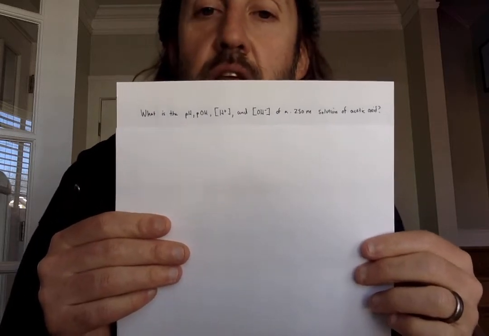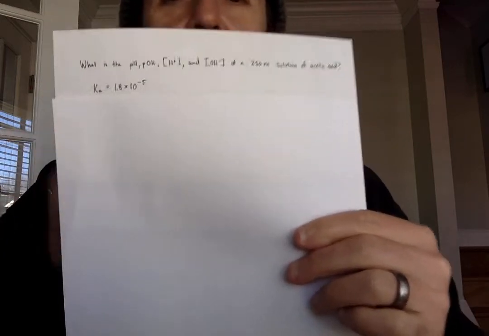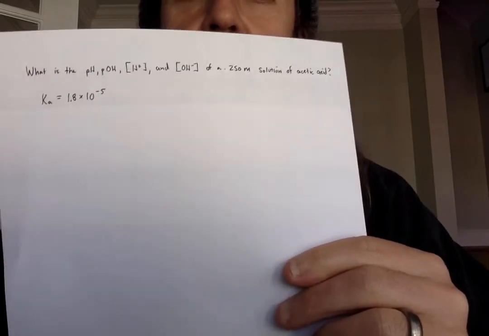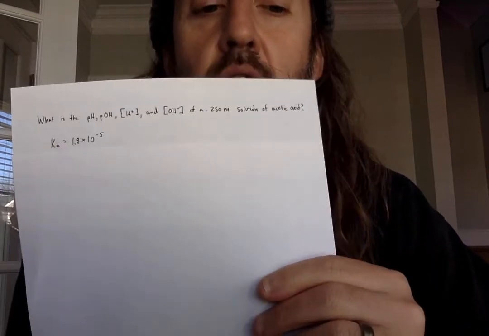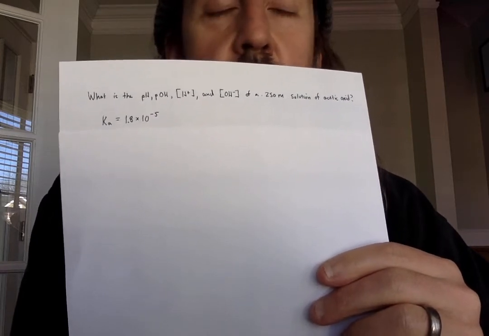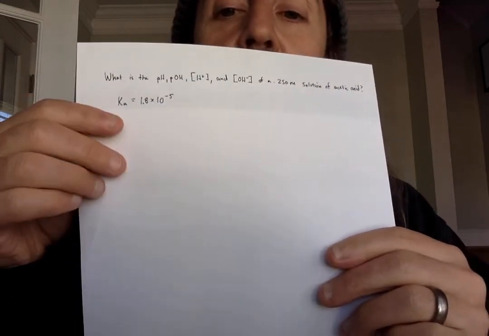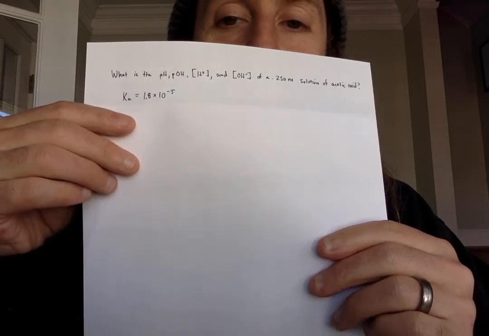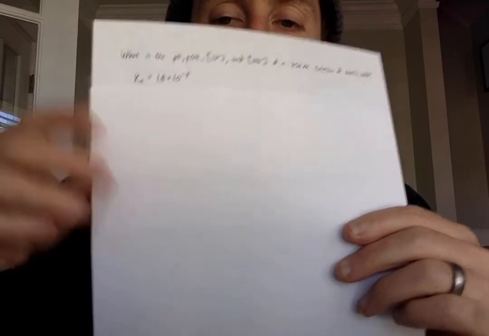So if you did that, you probably realized that you needed this piece of information. You can't do the problem without the Ka for acetic acid, which I always remember because it's 1.8 times 10 to the negative fifth. Acetic acid, vinegar, is the most common weak acid. And I always remember it because ammonia, the most common weak base, has a Kb of 1.8 times 10 to the negative fifth. So they kind of match each other, and that's always made it easy for me to remember.